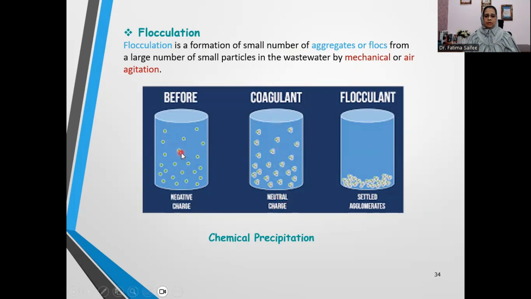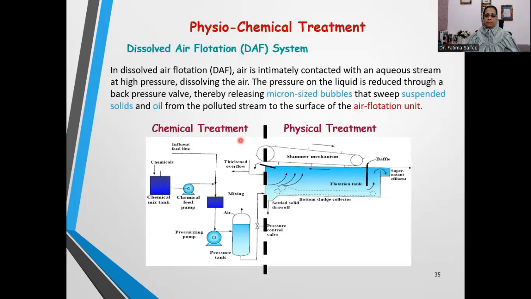Here is a charge, negative charge. So once the charge is removed, then we can easily settle those particles with the help of a chemical, that is called a flocculant. So this is all mechanical agitation or air agitation. We are mixing and giving force or pressure to do it more efficiently. This is how chemical precipitation works.